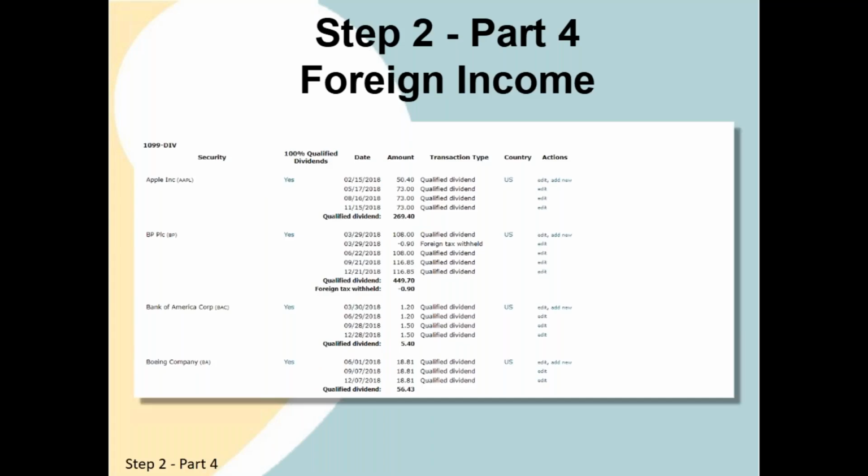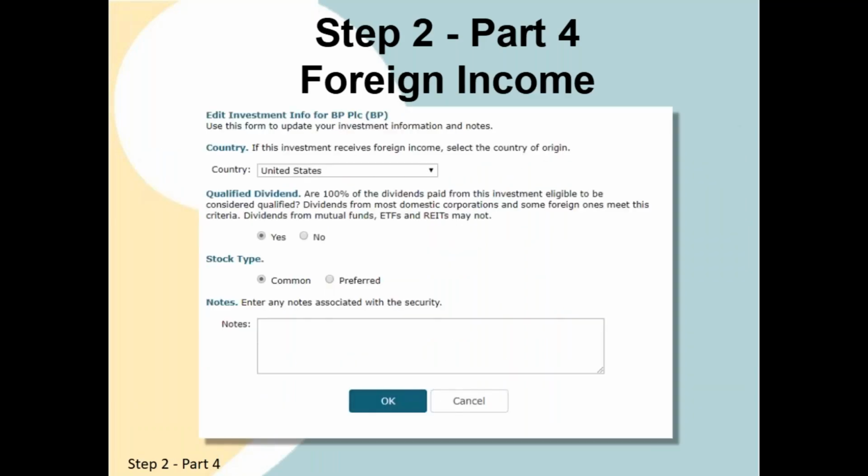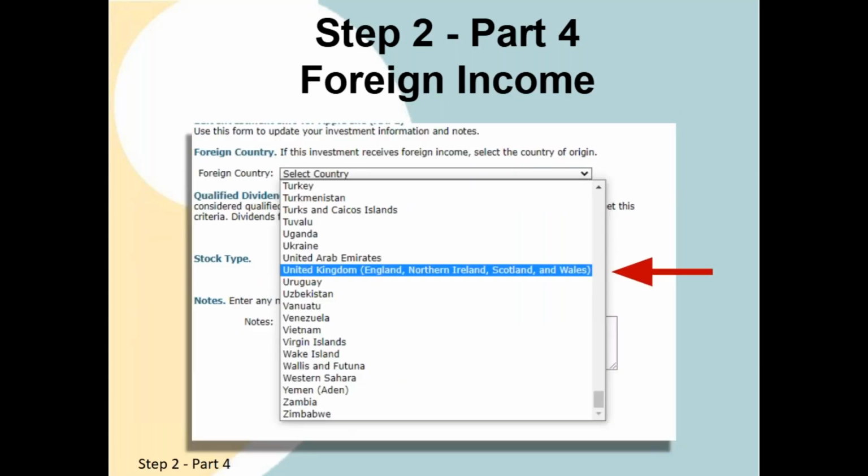If you need to change the country code, here is an example of how you do it. US is listed here for BP. From your broker's 1099, you know that BP is a United Kingdom company, so what is shown here should reflect that. To fix it, click on the 2-letter country designation here. It is a link that will open this form. At the top is where you select the country that your broker has indicated. In this case, it is United Kingdom.